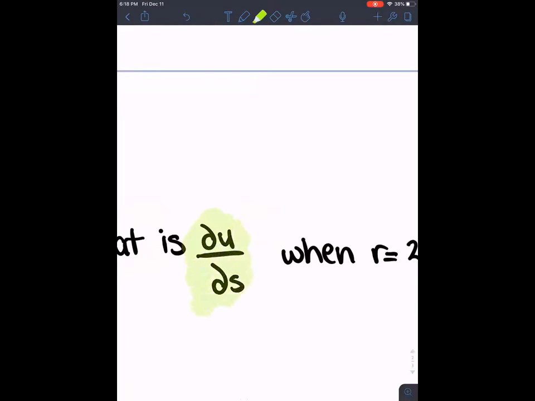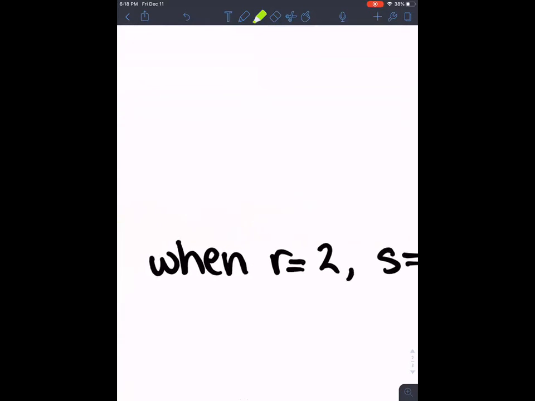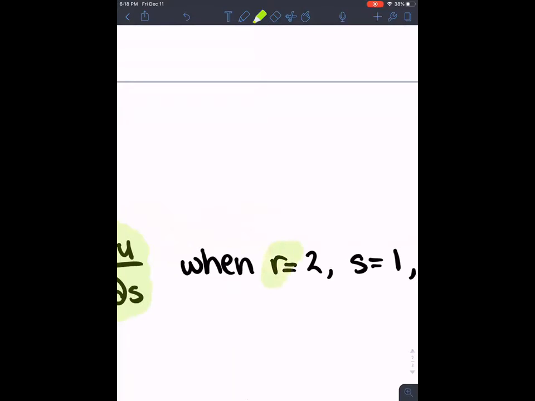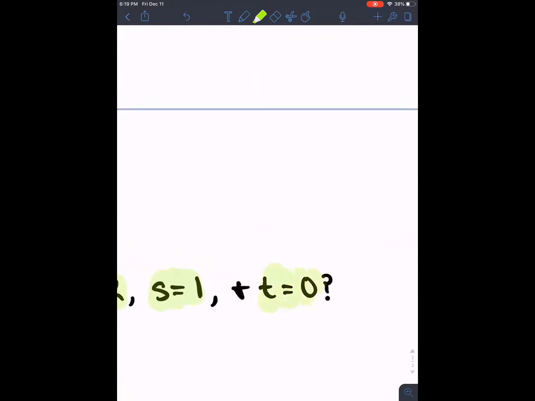What is the partial of u with respect to s? And I know I'm not supposed to be saying du ds, so I'm just going to start saying partial with respect to s in order to keep it clear. What is partial of u with respect to s when r equals 2, s equals 1, and t equals 0?